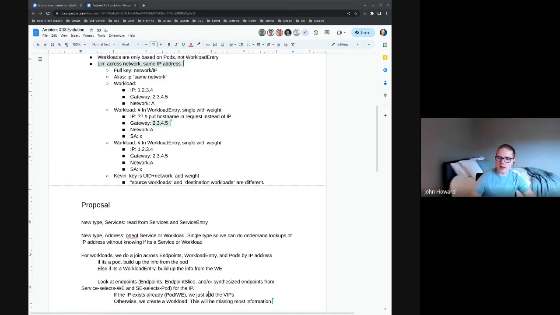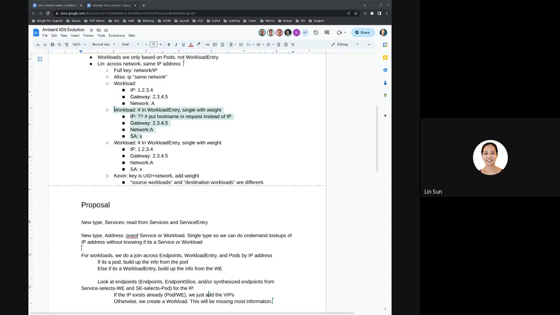Yeah, so we'd have to come up with a name for this. These unknown workloads, you can't access them directly. You can only access them through a service. So we could use the service host name in the request. Okay, yeah, sounds good.